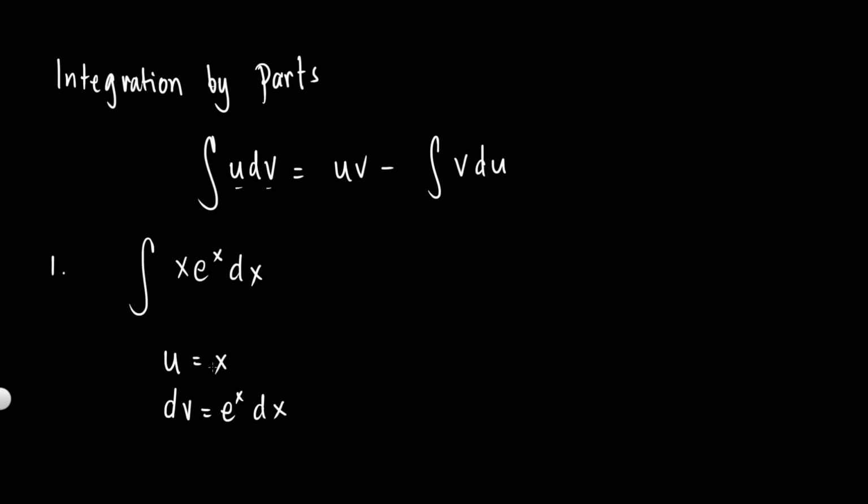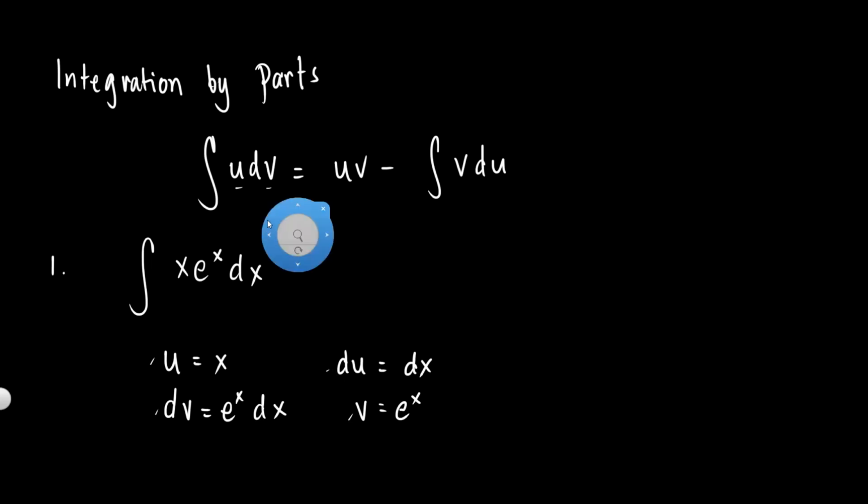Kagaya ng nasabi ko kanina, u is differentiated to get du. So, du is dx, no? Differentiate natin yung u dito. Then, to get v, dv is integrated. So, v is equal to, what is the integral of e to the x dx? E to the x. So, meron tayong u, dv, du, and v.